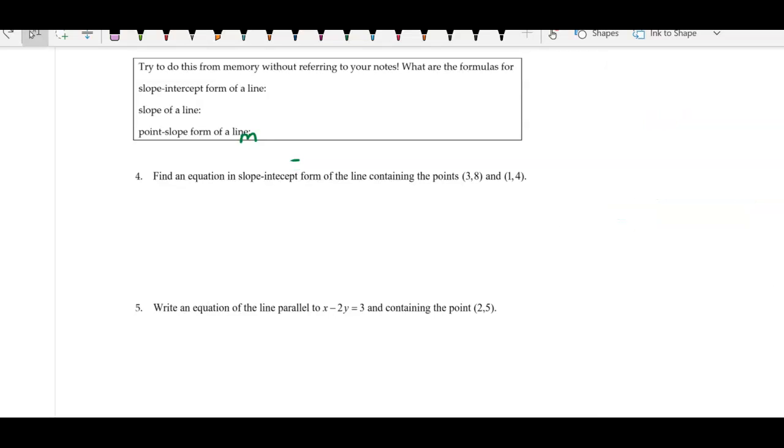All right, but that's y2 minus y1 over x2 minus x1. So the thing that's important on that, make sure that you have the y's on the top and the x's on the bottom, because the most common mistake on the test is to flip-flop that and have the x's on the top and the y's on the bottom.